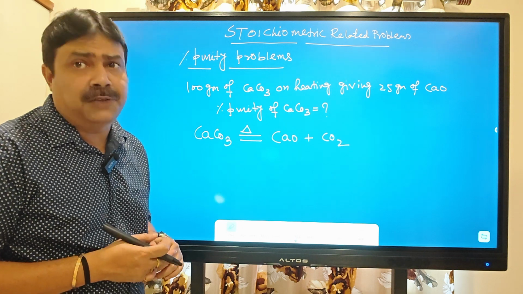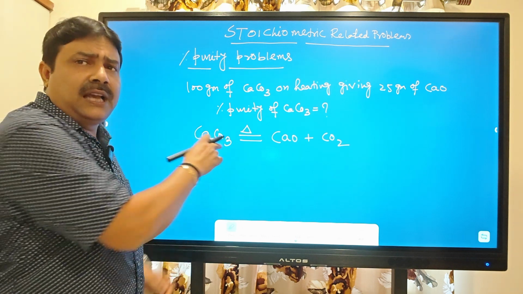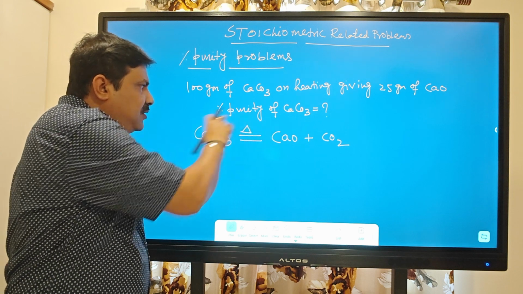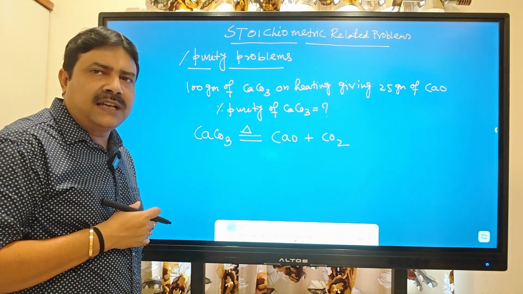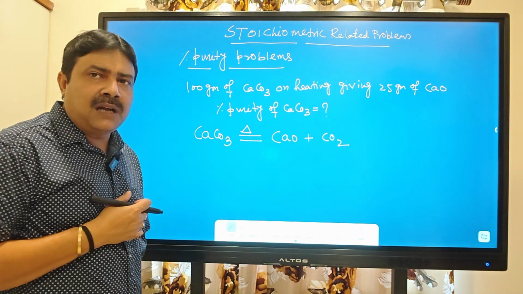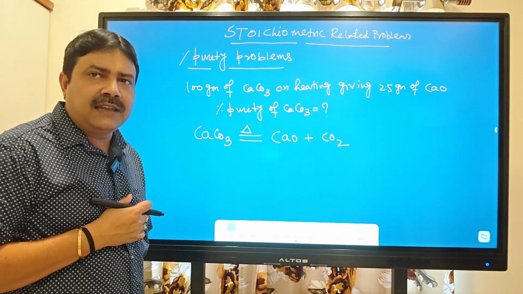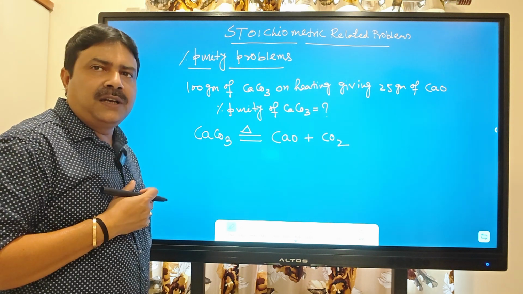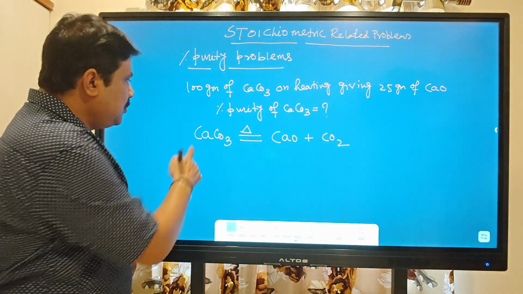How can I reach it? Multiplied by molar mass. So likewise, if we know that 1 mole of calcium carbonate is giving 1 mole of calcium oxide and 1 mole of carbon dioxide, then multiplied with the molar mass of calcium carbonate, we will get the amount of calcium carbonate in the stoichiometry of the equation. So here 1 mole was there.